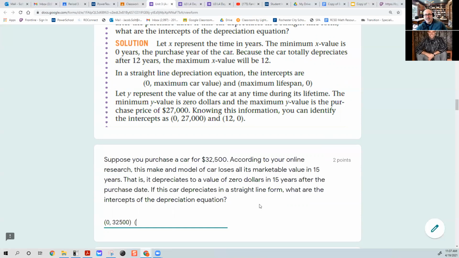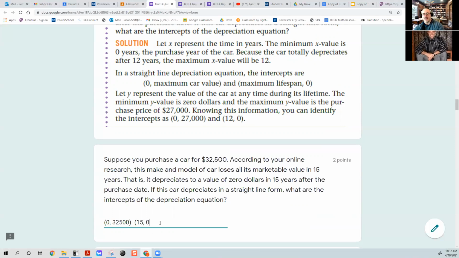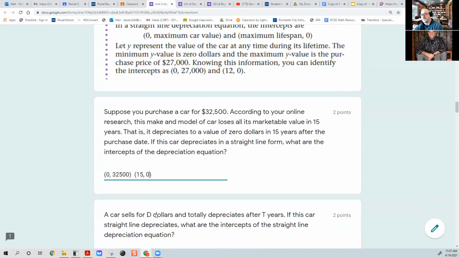It's really just a matter of thinking, okay, where does this thing start and where does it end? And you've got to put the zeros in the right place. The second coordinate point, remember, time is going to be the x value. So I need to put 15 first. This car loses all its market value in 15 years. So 15 comes first, comma, and then what's my y value? My y value is the money. How much is this worth after 15 years? Well, it loses all of its marketable value. Therefore, 15 comma 0. It's worth $0 after 15 years. That gives me my 2 coordinate points, just like that.